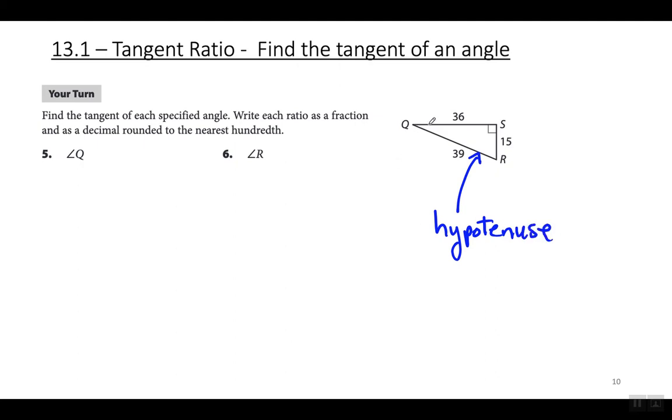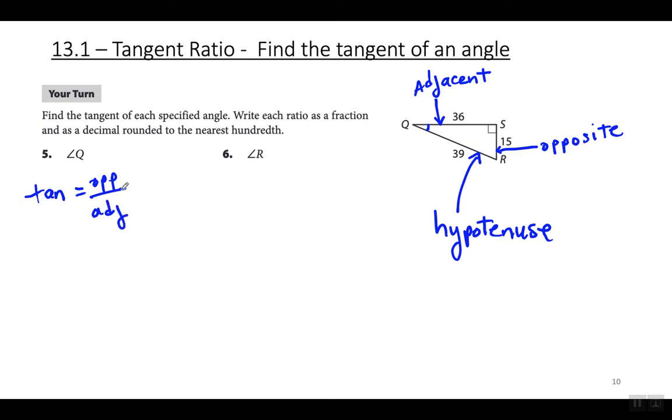Now from the point of view of angle Q, this would be the adjacent side, because if this side is the hypotenuse, the adjacent side has to be the other side that's touching angle Q. So this would be the adjacent side. And the opposite side would be the side directly opposite angle Q, which is this one. Alright, so always, to find the tangent of an angle, you divide the opposite side by the adjacent side. Siempre para encontrar el tangent de un ángulo se divide el lado opuesto por el lado adyacente.